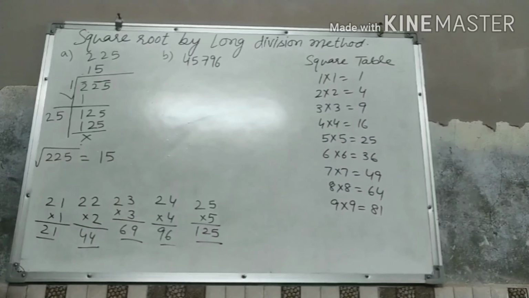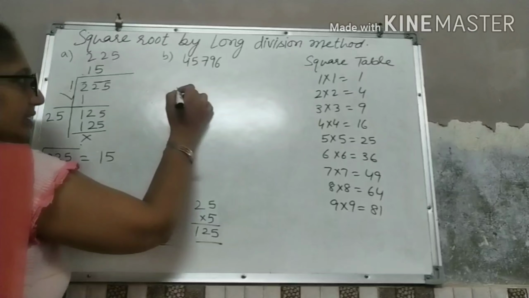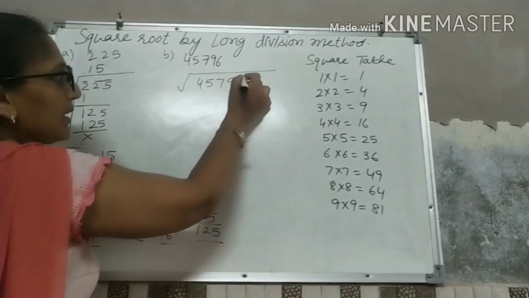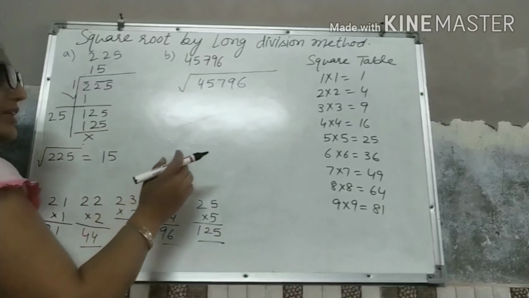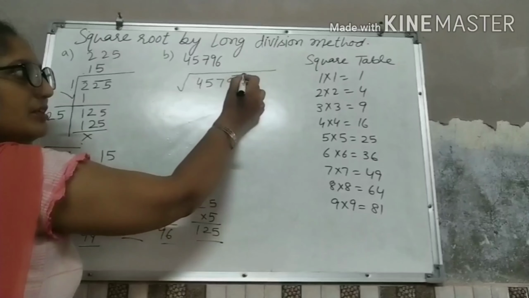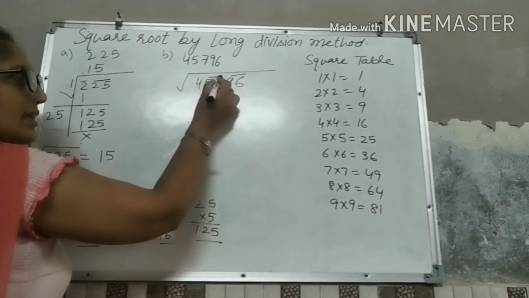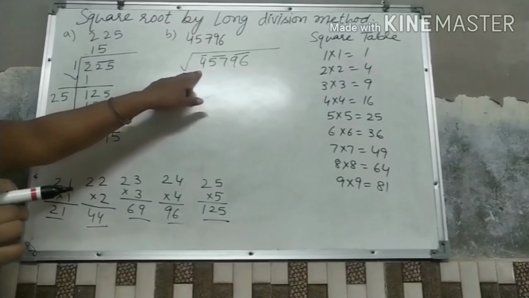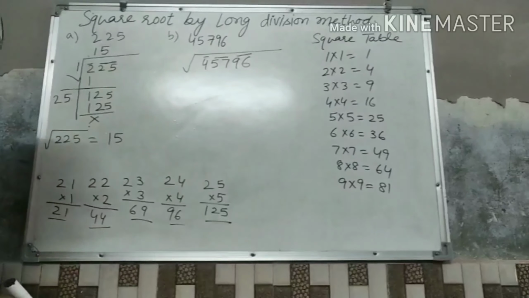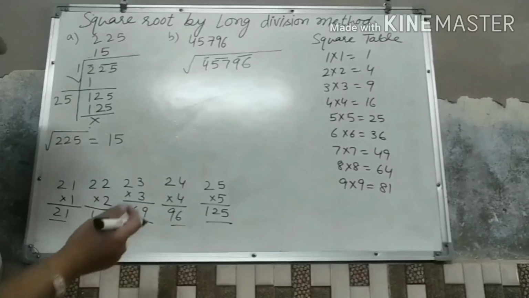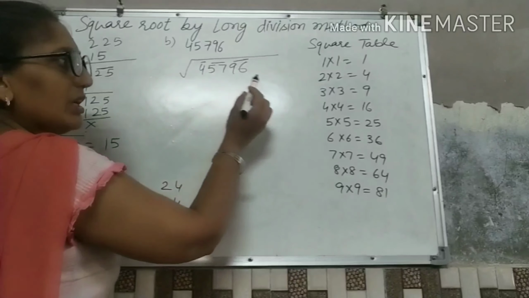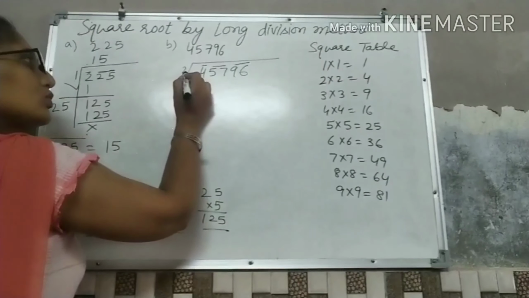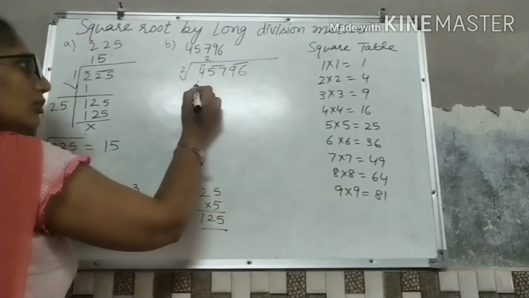Now I will take another example of 5 digits. So making pair, we will start from the extremely right. So this is the first pair and this is the second pair. Now from the left, it is the first pair. We will always solve this from the square table. So now we will check which number will come here. 2 2s are 4. So I will take 2 and 2 2s are 4.